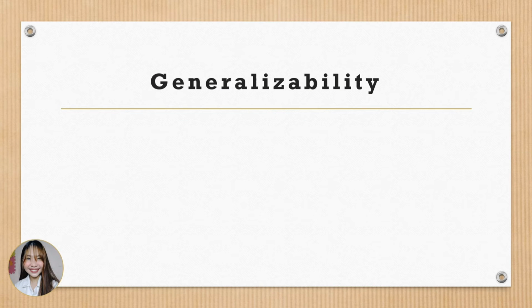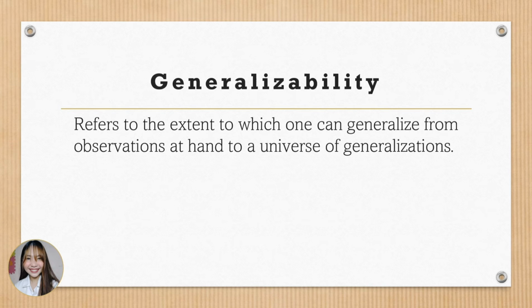We are now in the last part of this topic, the generalizability. What exactly do we mean by that? Generalizability refers to the extent to which one can generalize from observations at hand to a universe of generalizations. To better understand it, let's have an example. For instance, a researcher might want to apply a scale design for personal interviews to other data collection methods like mall intercept and telephone interviews.